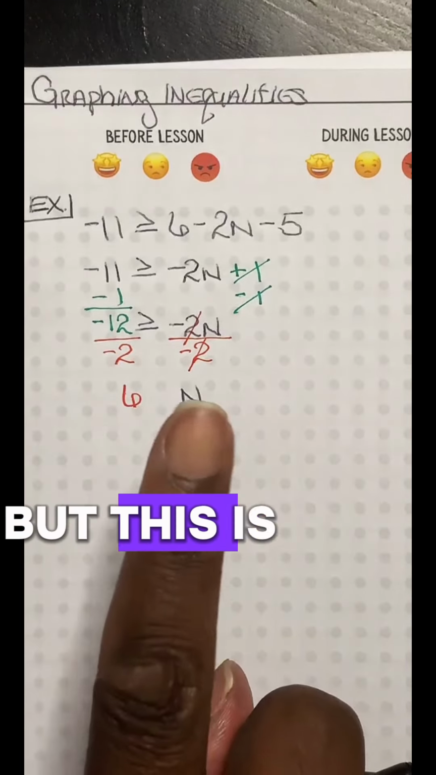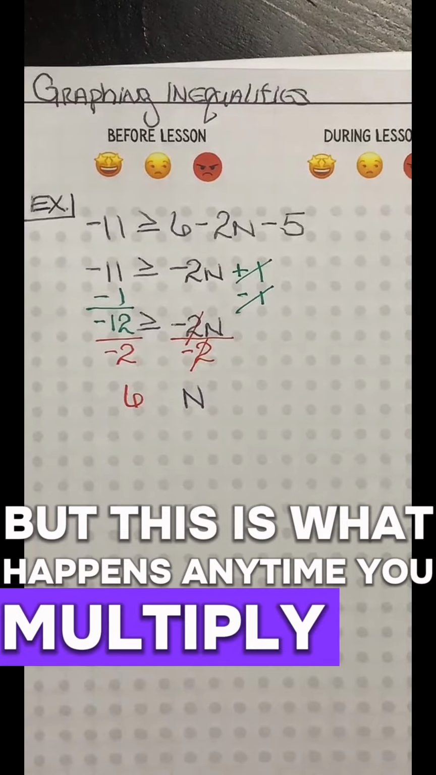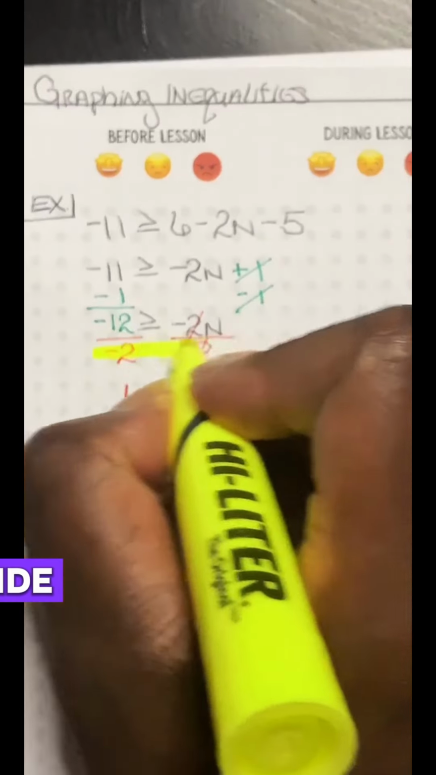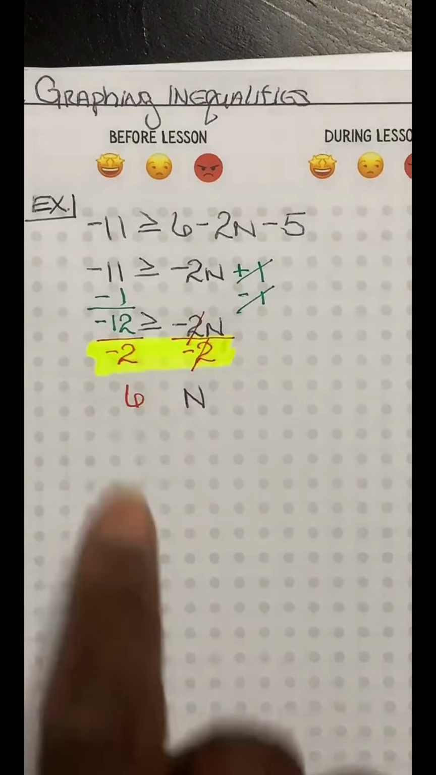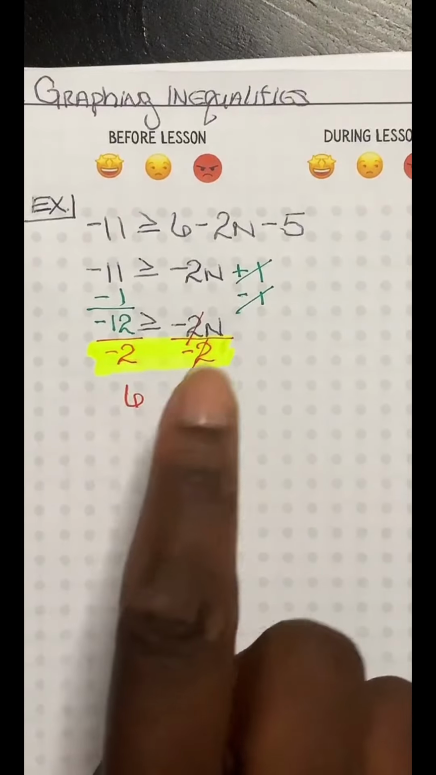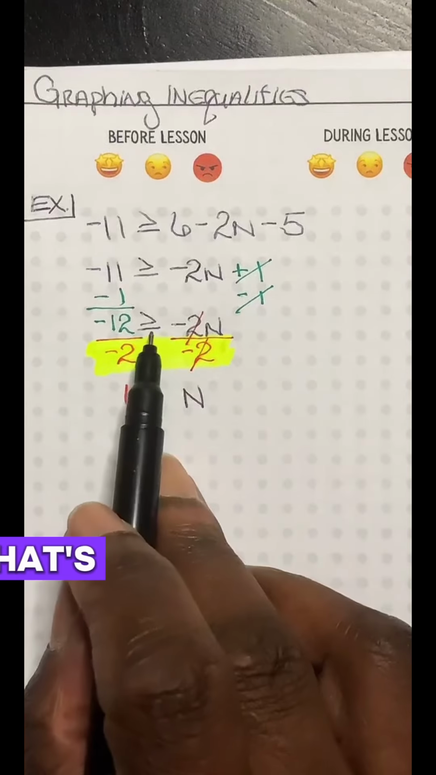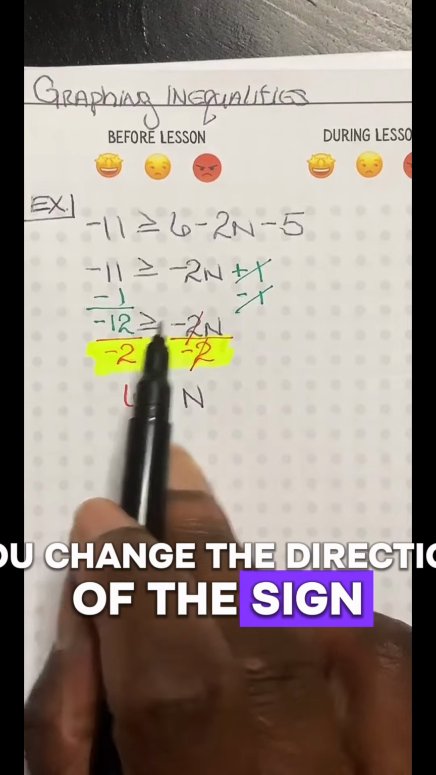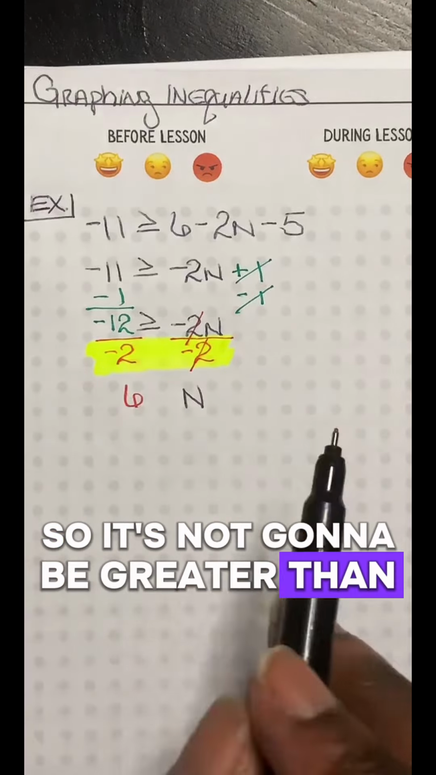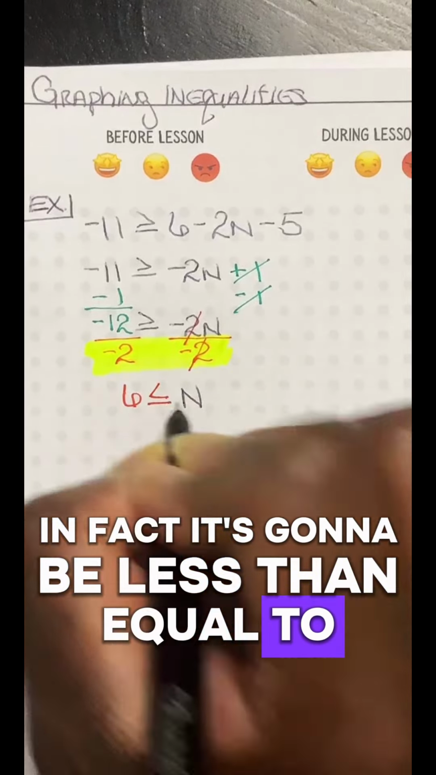But this is what happens. Anytime you multiply or divide by a negative number, not because you got a negative answer, but when you multiply or divide by a negative number, that's when you change your inequality sign. You change the direction of the sign. So it's not going to be greater than or equal to. In fact, it's going to be less than or equal to.